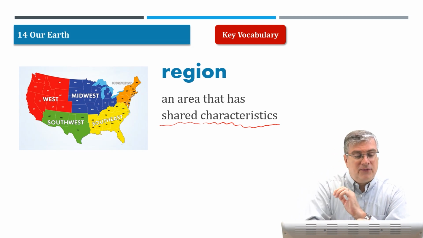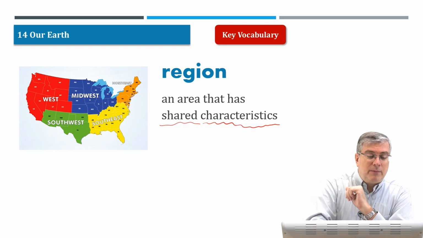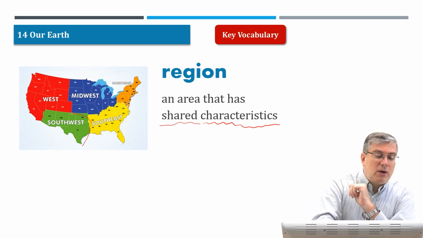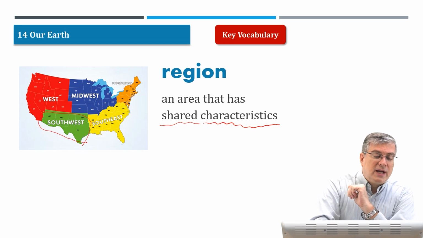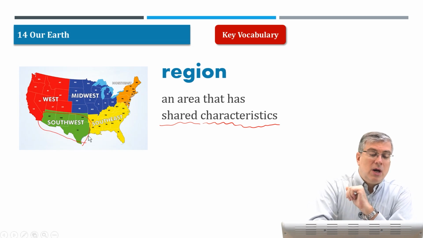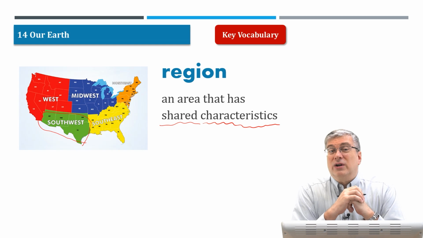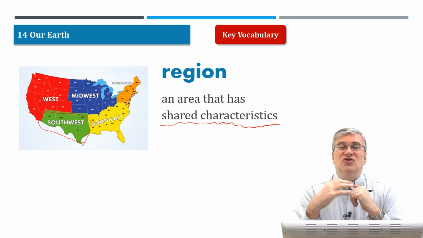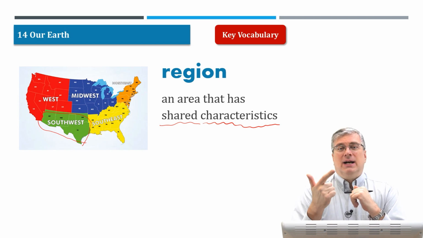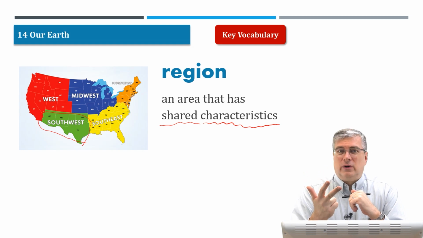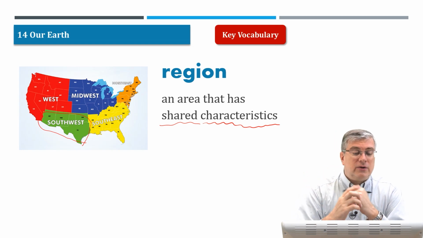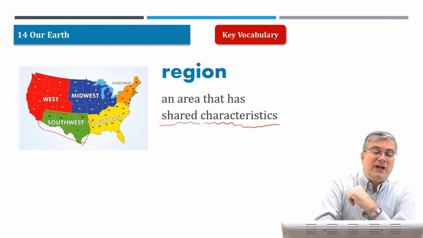And we can see that if we look at this map. For example, the Southwest in America. What are some things that are shared in this region? Well, it's characterized by deserts. It's dry, it's hot. It doesn't snow during the winter. Those are characteristics that are shared by the entire region.